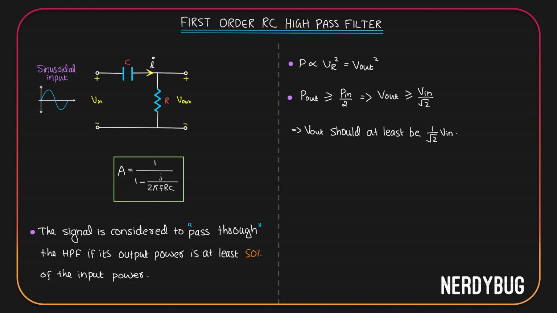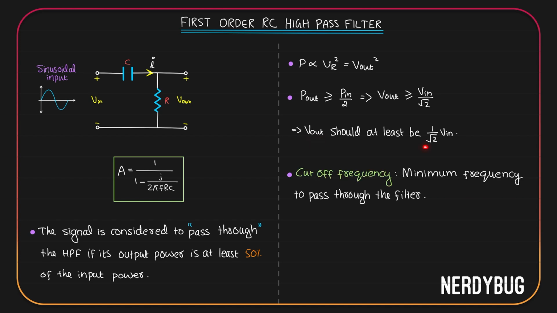The gain should not decrease the input voltage by anything less than 1 by root 2. In that case, we consider it not passed through the high pass filter. Otherwise, we can consider it as passed through the high pass filter. Now, this gives us a criteria to decide which frequency is high and which frequency is low. Now, the minimum frequency that will pass through the filter is called the cutoff frequency. We said the output voltage should at least be 1 by root 2 V input. So the cutoff frequency is that frequency where the output voltage is the critical value, that is 1 by root 2 times the V input.